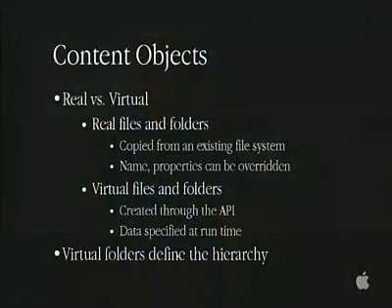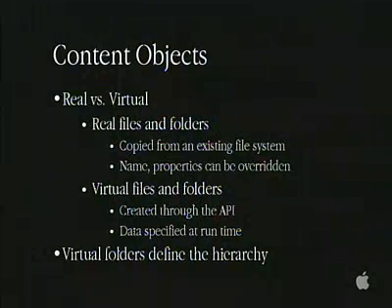So there's two types of file and folder objects. There's real objects and there are virtual objects. So real files and folders are copied from an existing file system. That means if you have, for example, iTunes, when it burns its MP3 CDs, well, the burns that it's doing are from your music library. The files already exist on disk somewhere. They're not necessarily in the right locations. They're not grouped into a nice hierarchy, but the files are on disk. So when iTunes burns, the files are copied from an existing file system.